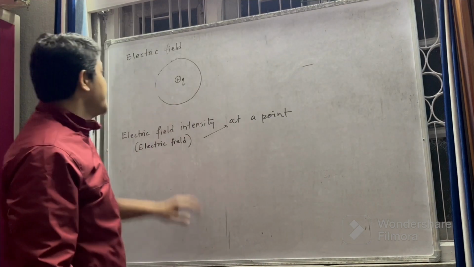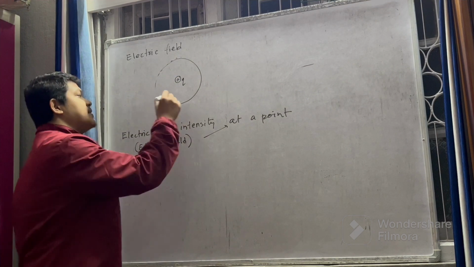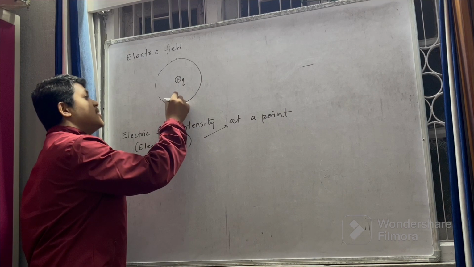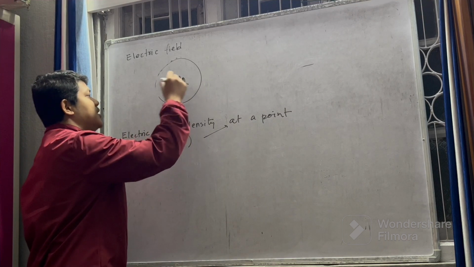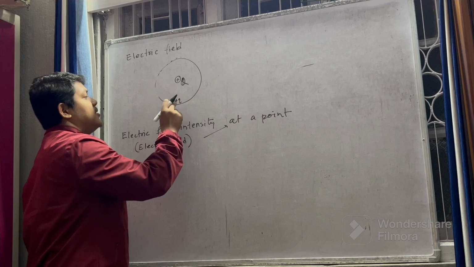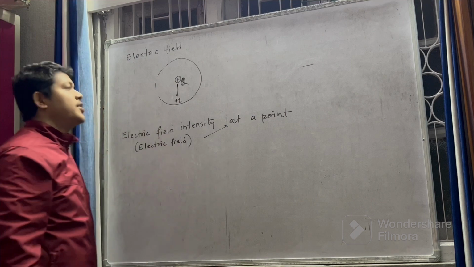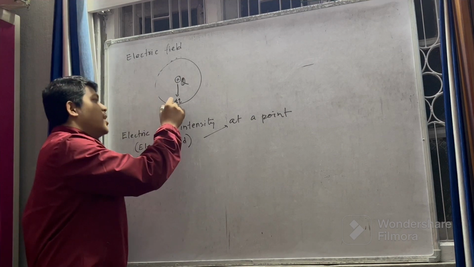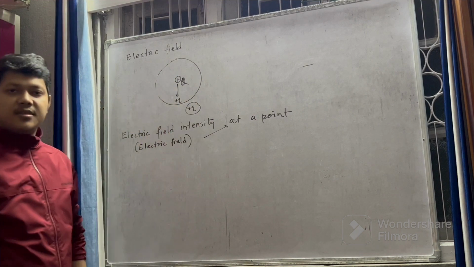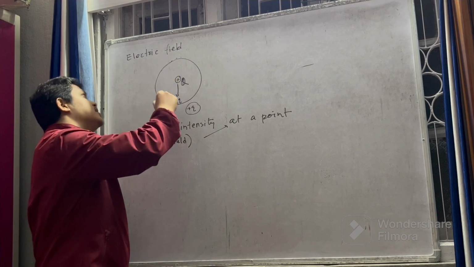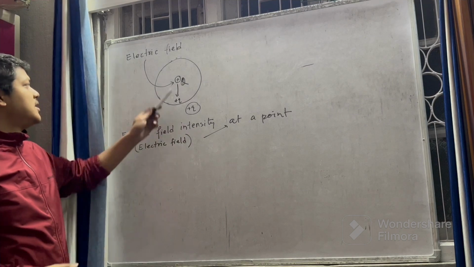You see, electric field is the region within which, if you place another charge here, suppose this is capital Q, if you bring another charge in this region, then this charge will exert force on this, right? And beyond this region, it cannot exert force on this charge, right? So this region is called the electric field due to this charge.